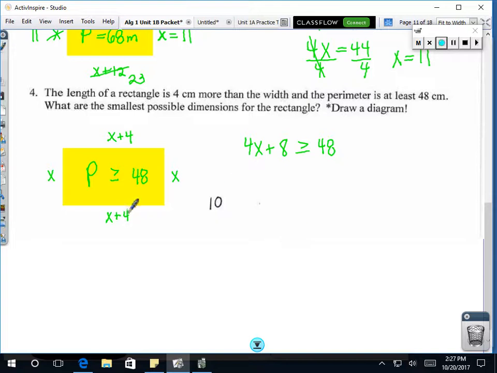4 plus 4. Okay. It's okay. Yeah, it'll be okay. Okay, so now to solve for x, what do?